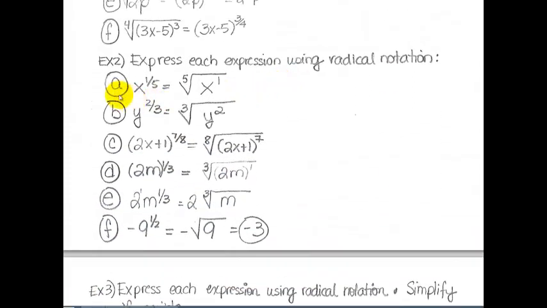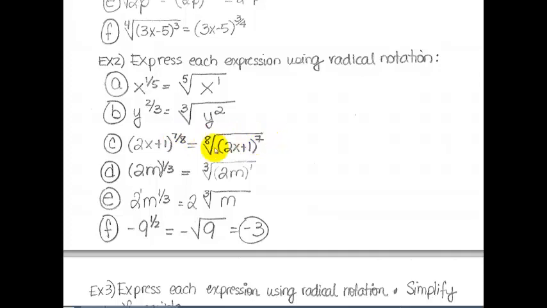Alright, here we have letter A, x to the 1/5. This is an exponential, right? It has an exponent, and we're going to change to radical form. So basically, the 5 is the root, and 1 is the exponent. Next is y to the 2/3. 3 means cube root, and the 2 will go inside the radical, so it'll be y to the second. Letter C, you have 2x plus 1 raised to the 7/8. 8 is the root, 7 is the power.